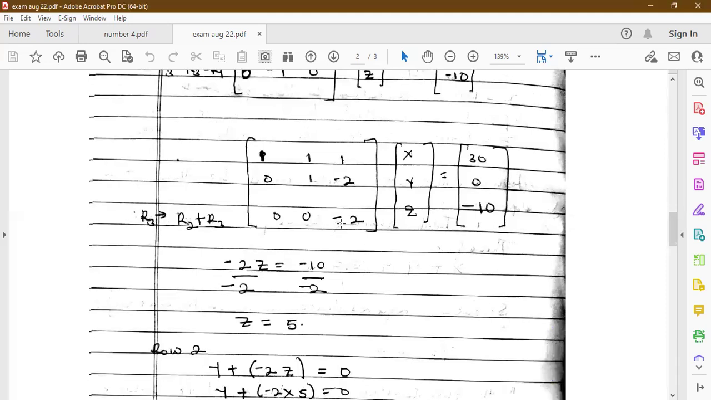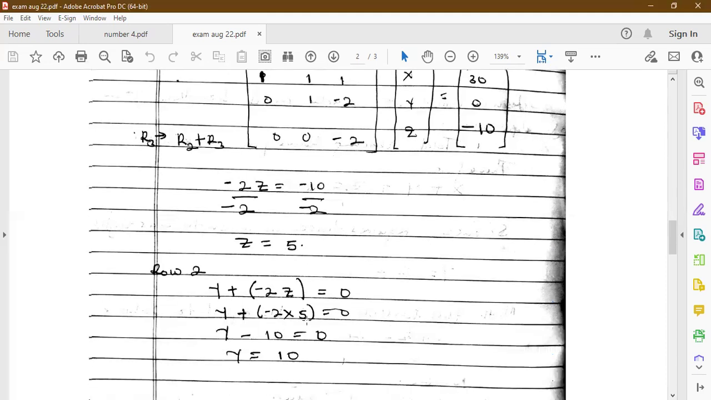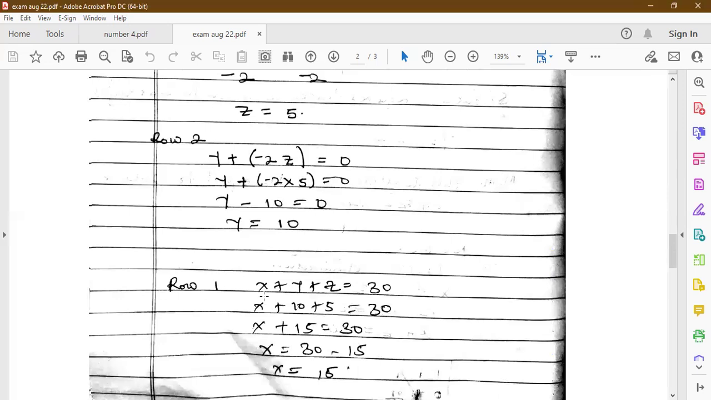So we can see that we get negative 2Z equaling negative 10. We can reduce this to get a positive 5, because negative 10 divided by negative 2 gives a positive 5. Having obtained the value of Z, we can go to row 2 and get the value of the unknown Y. Since we have the value of Z as 5, we get negative 2 times 5 to get negative 10, hence forming the equation Y minus 10 equaling 0. So when 10 crosses to the other side, we get the value of Y as 10.